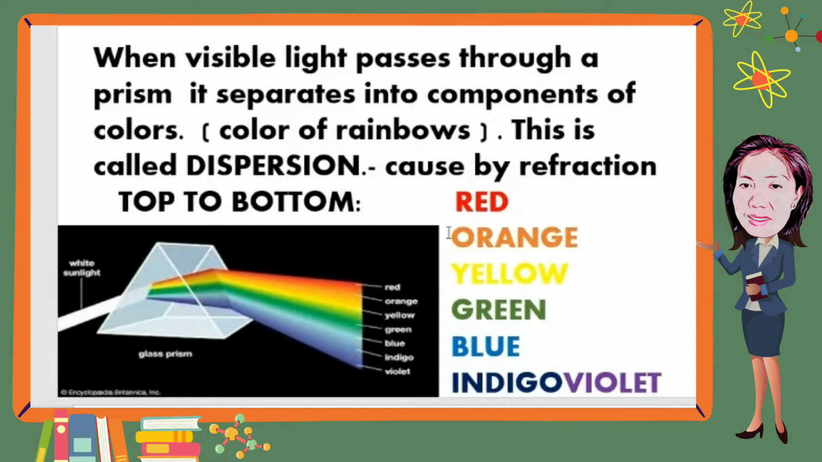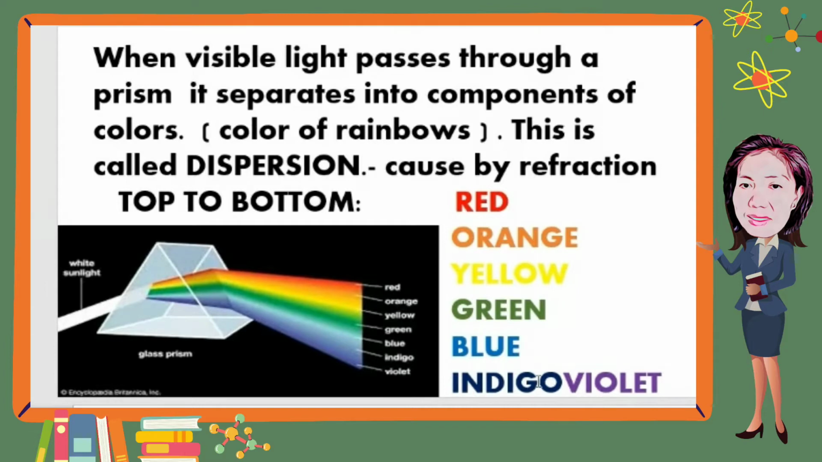R stands for red, O stands for orange, Y stands for yellow, G for green, B for blue, I for indigo, and V for violet. So the acronym is ROYGBIV. Roy G. Biv. Take note of that. From top to bottom. So top should be red and the bottom should be the violet.